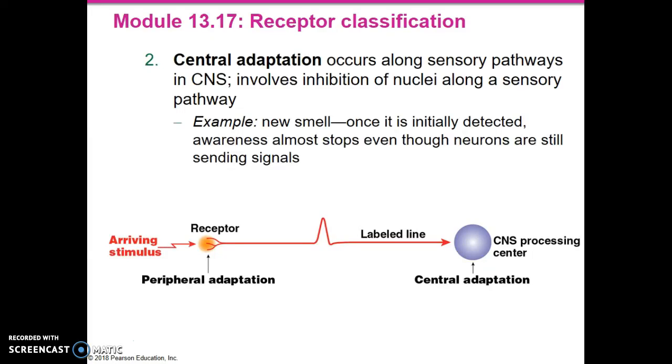Central adaptation occurs along sensory pathways. It involves inhibition of nuclei along a sensory pathway. You notice this when you smell a new smell: once you detect it, within usually less than a minute, you no longer smell that smell. You're no longer aware, even though the neurons are still sending the signal of that smell.